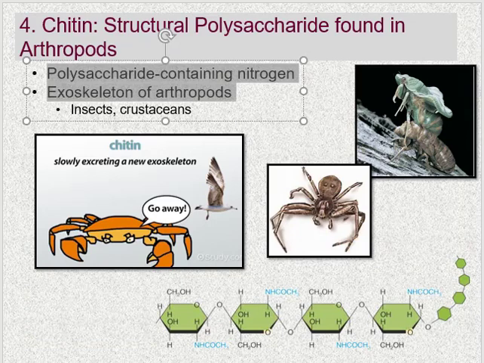Another type of structural polysaccharide is chitin. Chitin is found in the exoskeleton of arthropods. Arthropods have an outer skeleton called the exoskeleton, which protects their internal organs. The exoskeleton is made out of a polysaccharide containing nitrogen called chitin. It is made of repeating molecules, which are a type of modified sugar. Chitin can also be found as a major component of fungal cell walls.